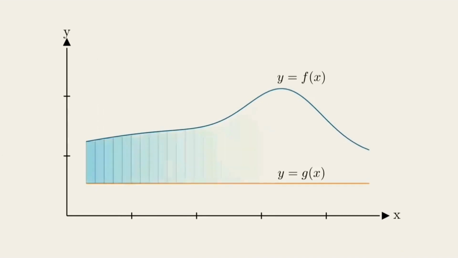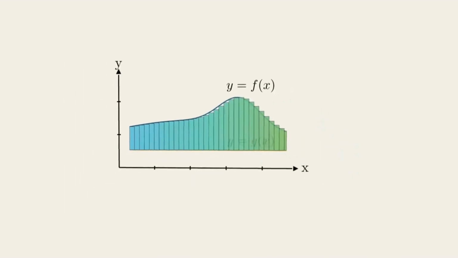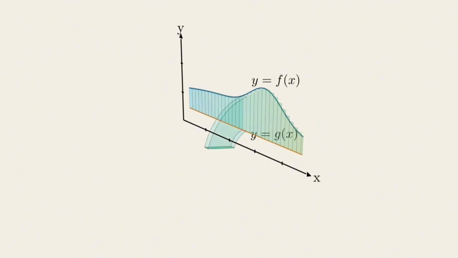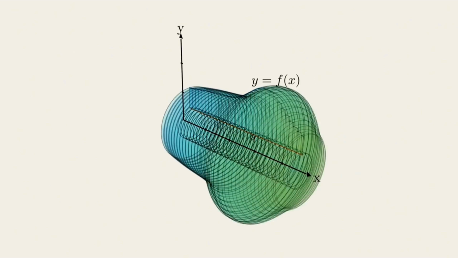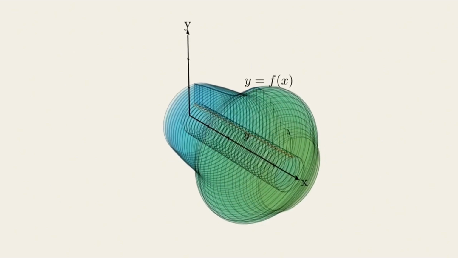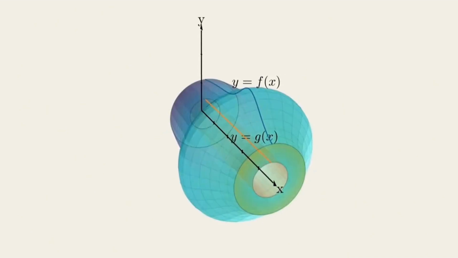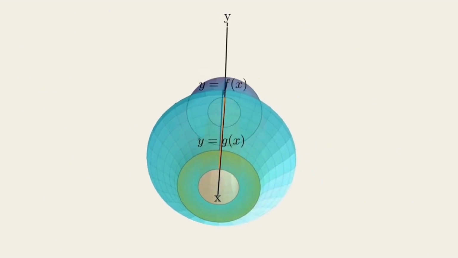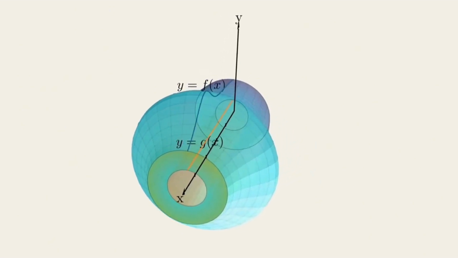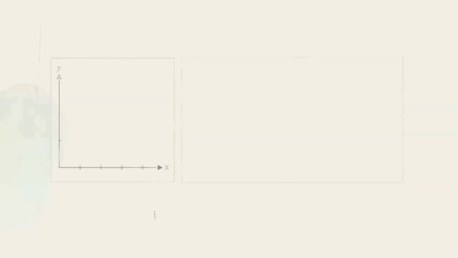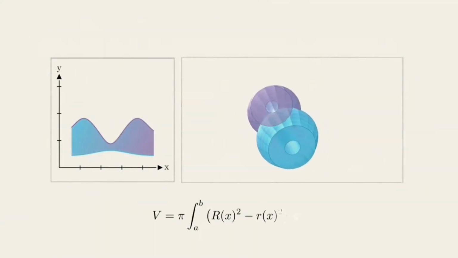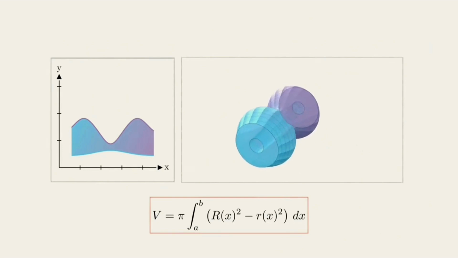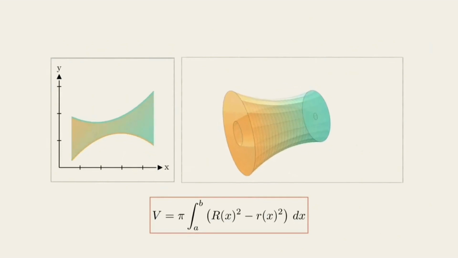Now, let's look at the washer method. In this case, the region being rotated does not touch the axis. As a result, when the solid is formed, there is a hollow space in the middle. If we slice this solid, each cross-section looks like a washer, a circle with a hole. So instead of just one radius, we now have two, the outer radius and the inner radius. We subtract the inner area from the outer area to get the volume of each slice.